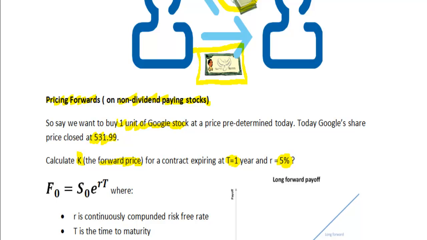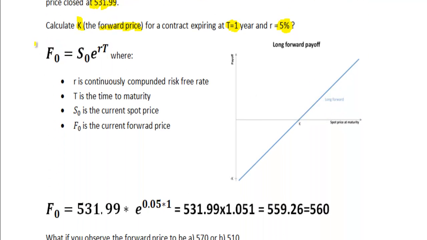The formula for pricing a forward is actually very simple. It says the forward price at time zero, i.e. today, is nothing else but the stock price at time zero times this continuously compounded interest rate, e^(rT). R stands for interest rate, and T stands for time to expiry, which in our case will be 1 year. So the calculation is pretty trivial. 531.99, which is today's spot price, times e^(0.05), which is about 1.051, gives us, let's round it, 560. So K, our forward price, is $560.